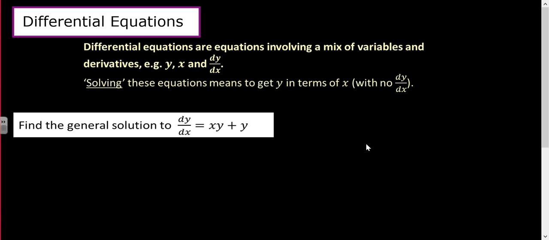Find the general solution. We're going to find the plus c. We're not going to work out what plus c is, but we're going to leave it in terms of the plus c. And the general solution to dy by dx equals xy plus y. Now, how is this different to the ones that you did in the starter questions, and how is this different from what you've done so far? You are integrating a mixture of x's and y's together.